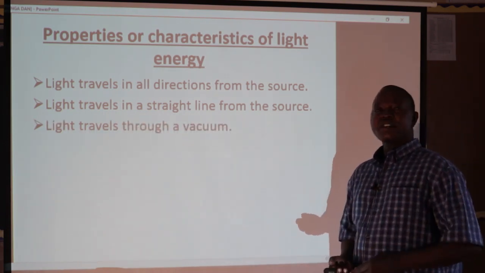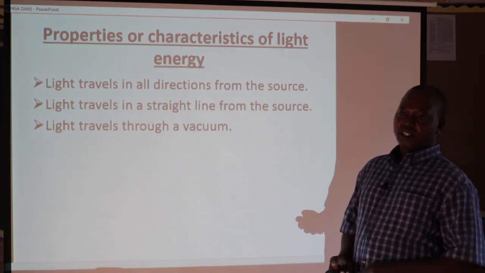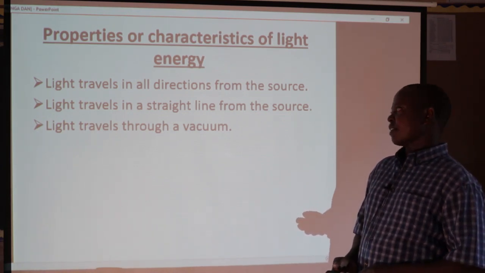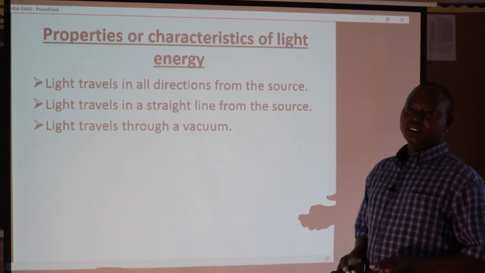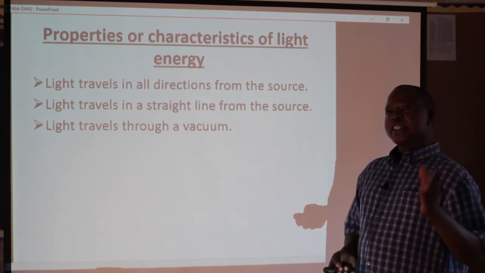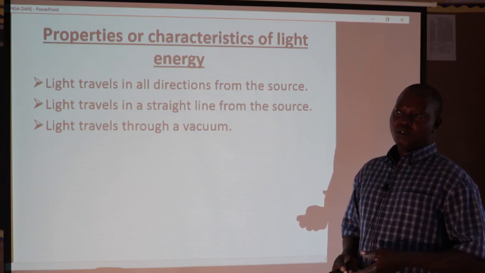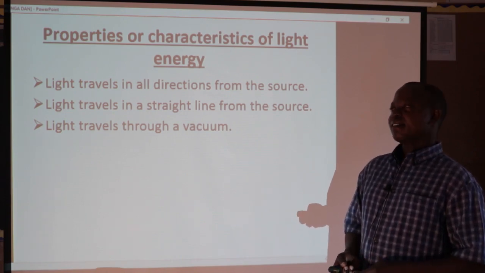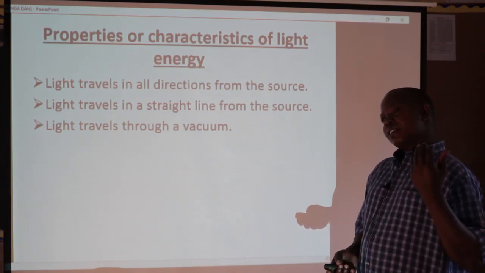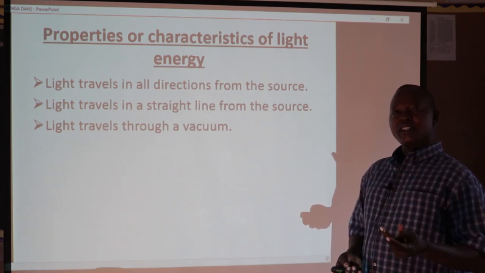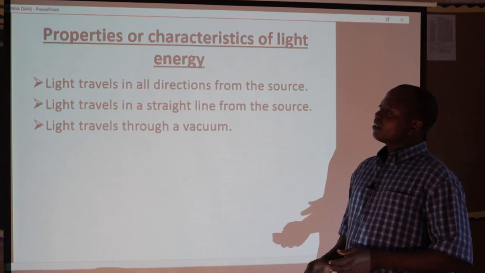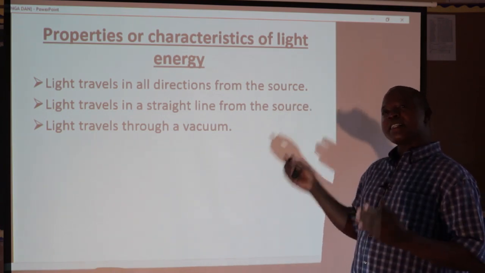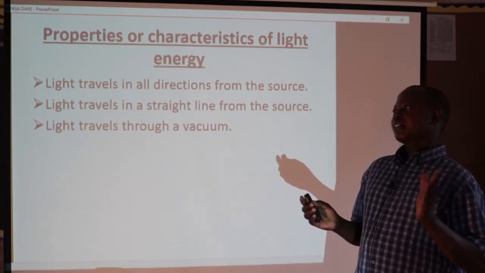Light travels through a vacuum. When we were in primary 6, we learned about vacuum in relation to states of matter. Vacuum is a space without any state of matter. You can't see gas, you can't see solid, you can't see liquid. So it implies that light can pass even through that space without matter.